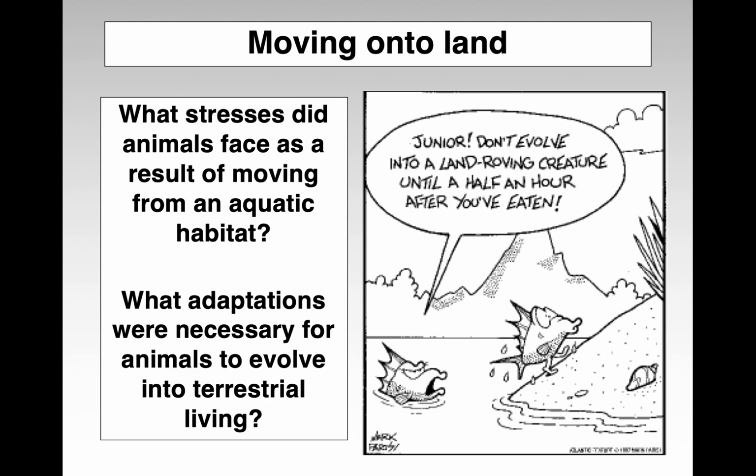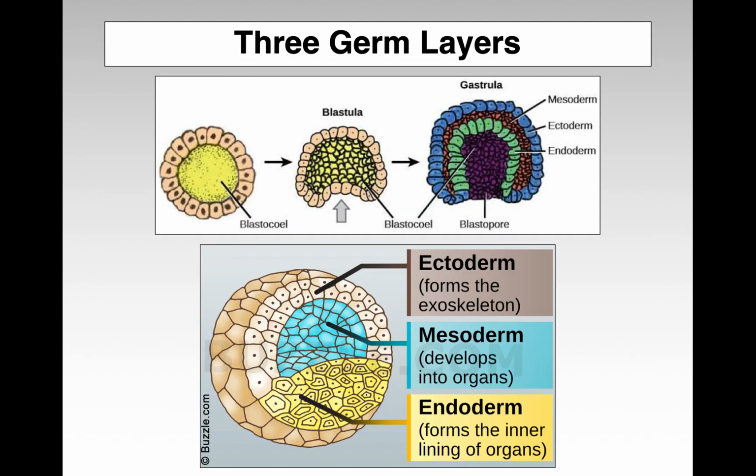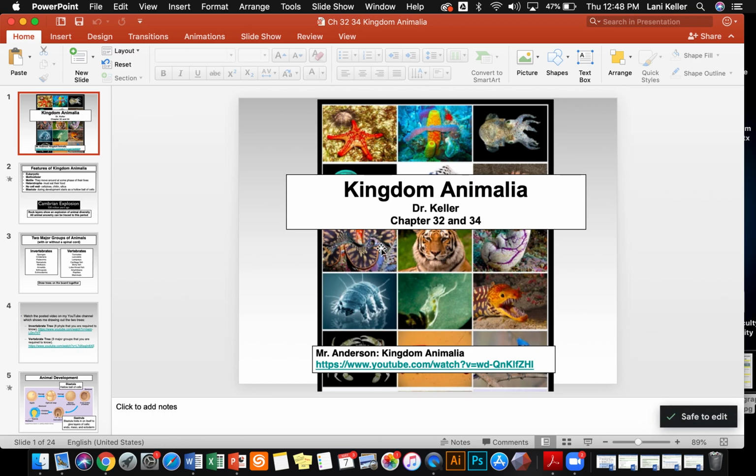We have the formation of tetrapods, meaning 4 legs. We have a lot of things, internal fertilization, so things that prevent desiccation and drying out. Okay, that was animals.